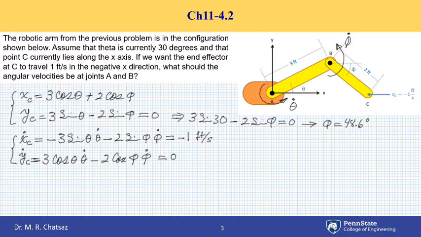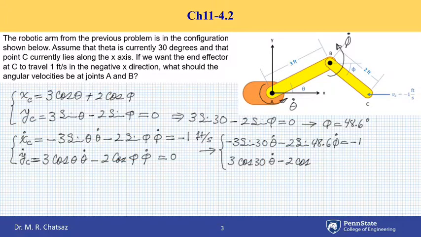So let's continue and plug in the values. We have minus 3 sine 30 times theta dot minus 2 sine 48.6 times phi dot equals minus 1. And the second equation, we have 3 cosine 30 theta dot minus 2 cosine of phi, which is actually 48.6, times phi dot equal to 0.